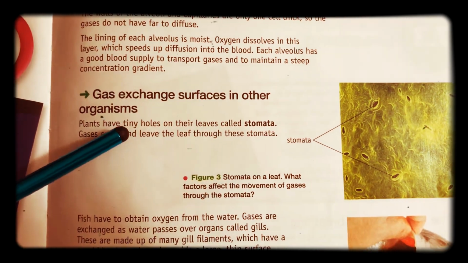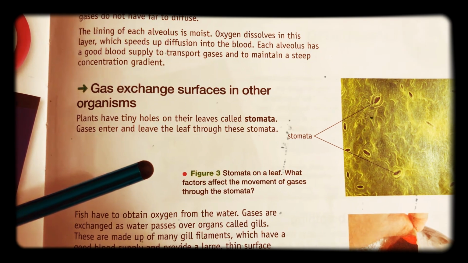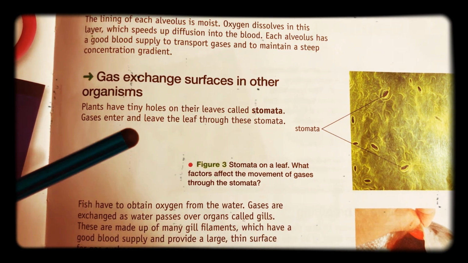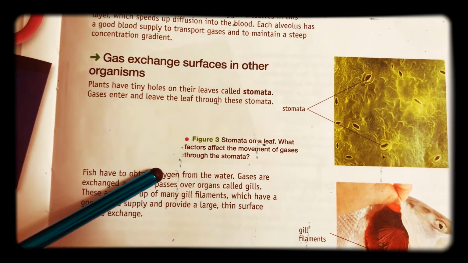And the lining is moist, so that it really speeds up the diffusion because the concentration of the gases just increases in the liquid. Each alveolus has a good blood supply to transport gases and to maintain this steep concentration gradient.